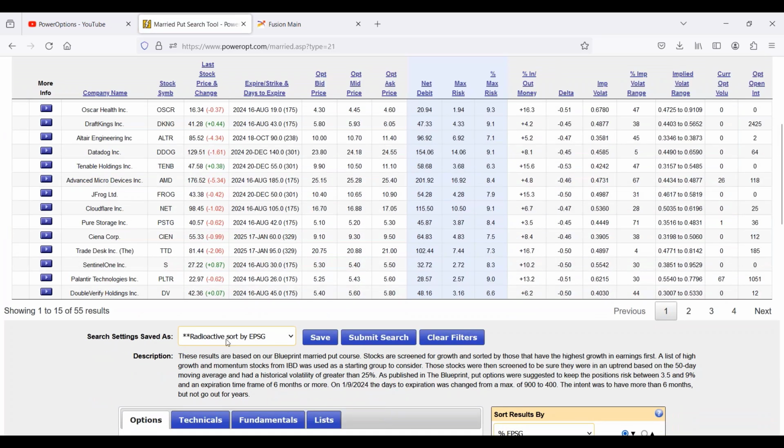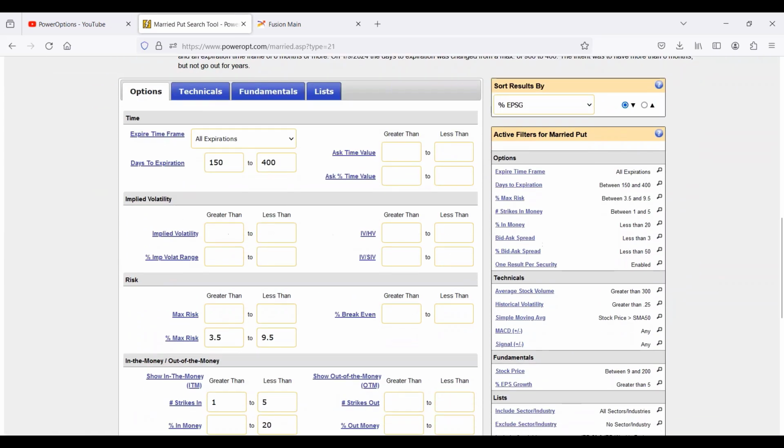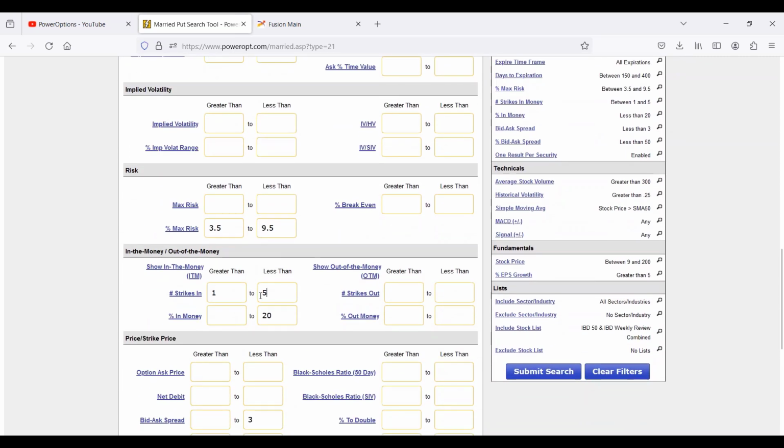This is going to pull up our default search, the radioactive, sorted by earnings per share growth. This is the default criteria discussed in the blueprint for our preferred proper structure, going at least 150 days out in time for the protective put. Going slightly in the money, but not going too deep in the money, to reduce expectancy so low where expectancy of potential profit is minimum. And we're going to control the risks to single-digit ranges.